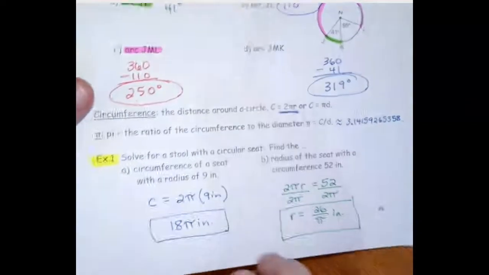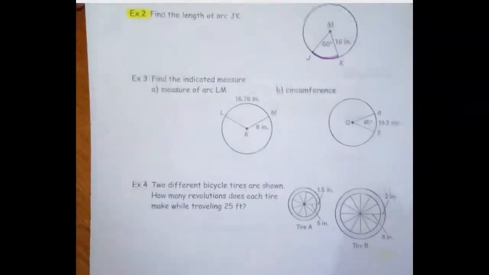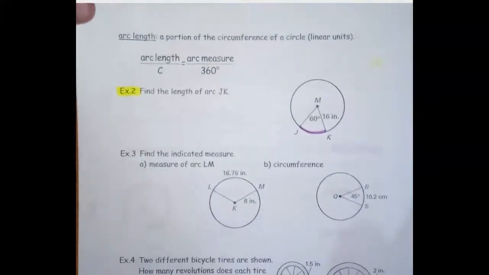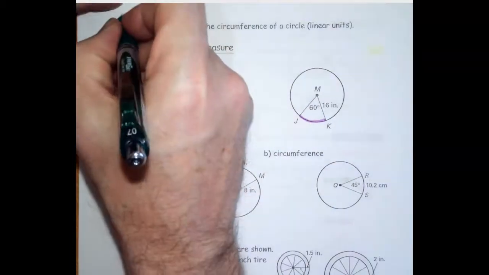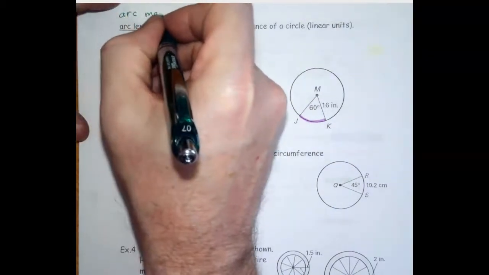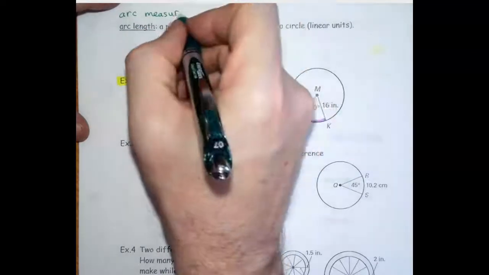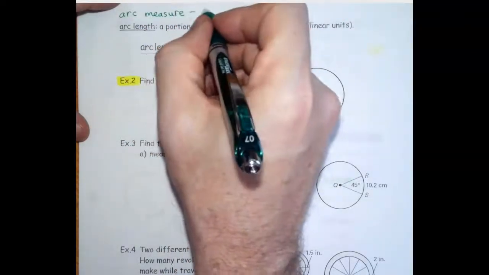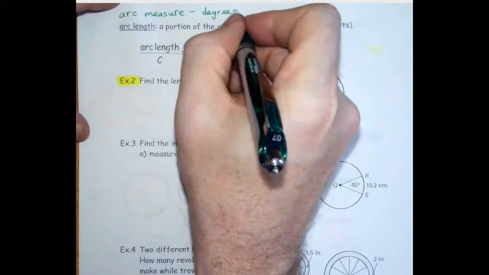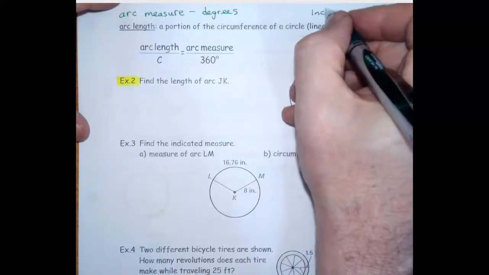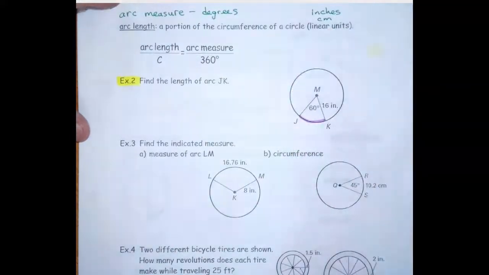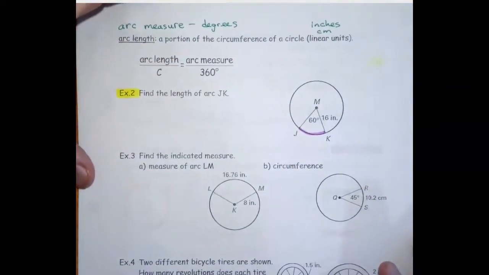Okay, so we're just going to move right along here, and we just have one more page. Arc length. So there's a difference between arc measurement and arc length. Arc measure, okay, is in degrees. Arc measure, that's what we were kind of looking at before we did circumference. Arc measure is in degrees. Arc length is in linear units like inches or centimeters or feet, etc.